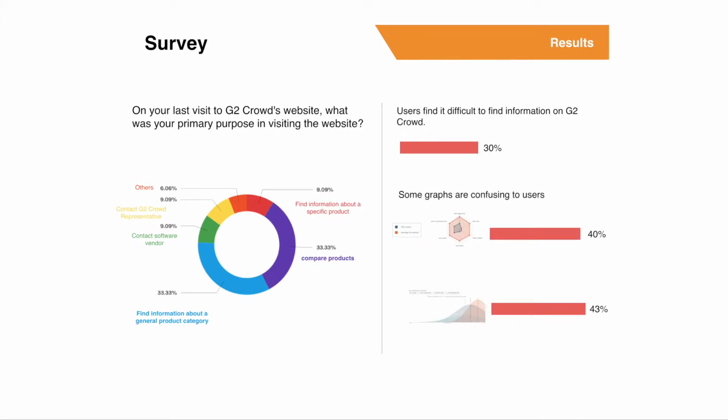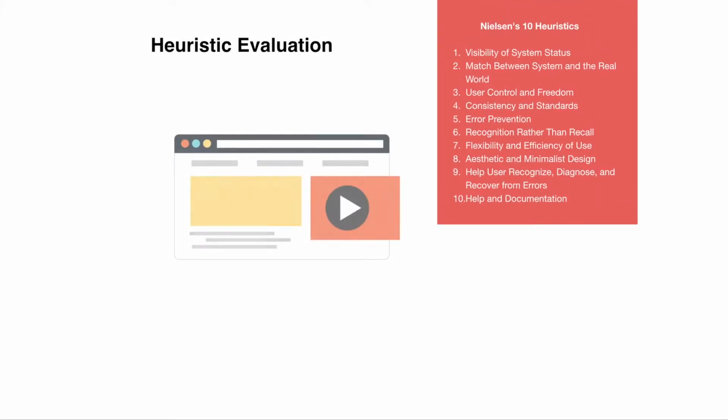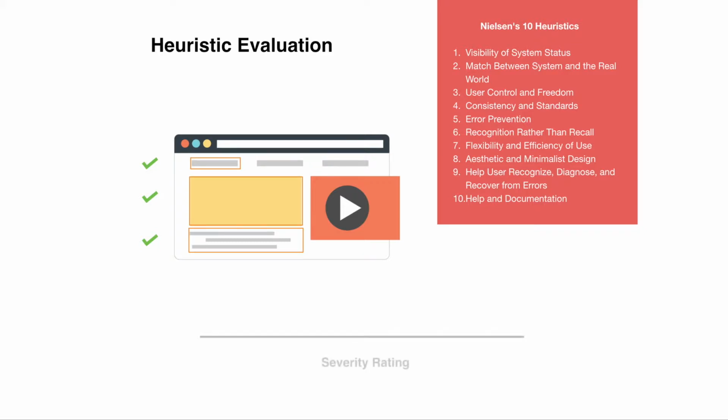We then conducted a heuristic evaluation of the entire G2 Crowd website using Nielsen's 10 heuristics for user interface design. After conducting individual heuristic evaluations, we compiled our findings and assigned severity ratings to each finding using Nielsen's severity ratings for usability problems. We selected our key findings from the findings with the highest average severity ratings.